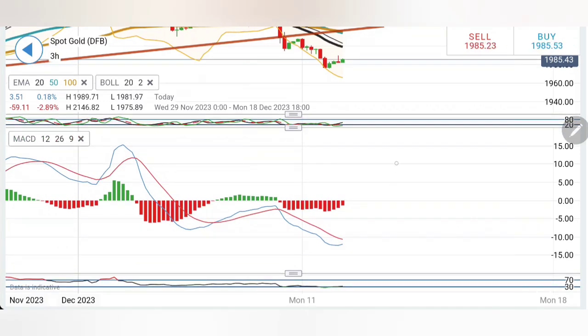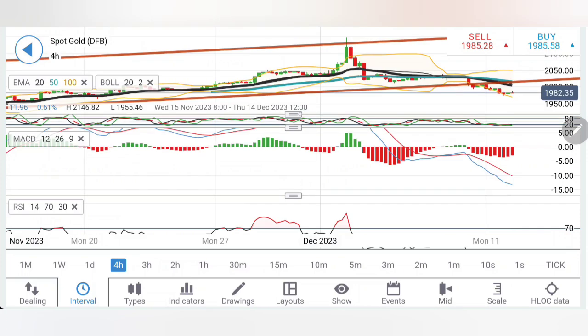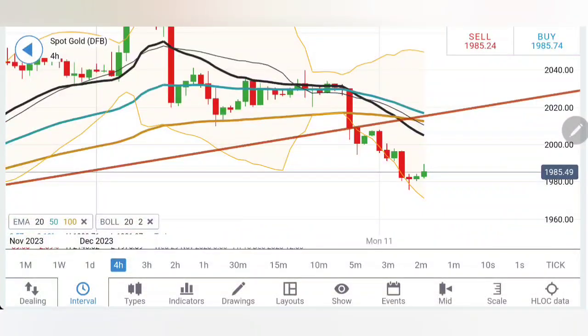Stochastic rising from the oversold. MACD is bearish, trying to converge. RSI is oversold, trying to come out of the oversold levels. Coming to the 4-hour charts, after a month, almost these moving averages have crossed over here. These are bearish signs. The chances of a retracement exist, but if you notice the movement here, drop, retracement, minor green candles here, then drop, and a minor green candle here, then drop, and it is retracing again.